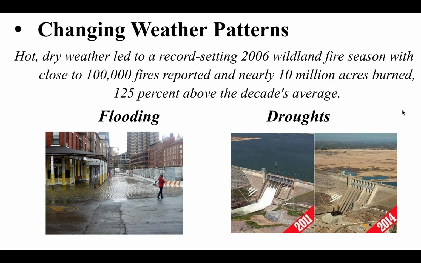We also get changing weather patterns. So, hot, dry weather actually led to a record-setting year in 2006, where we had close to 100,000 fires reported and nearly 10 million acres burned. You might be able to think of some wildfires that occurred even this year. It has only gone up. The other changing weather patterns: some places have experienced more flooding. Other places have experienced more droughts.